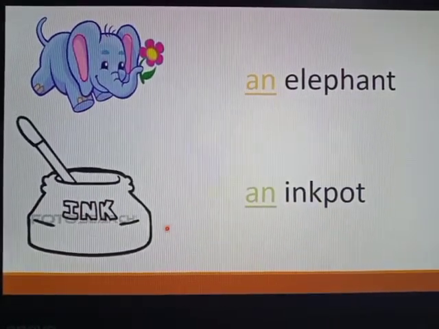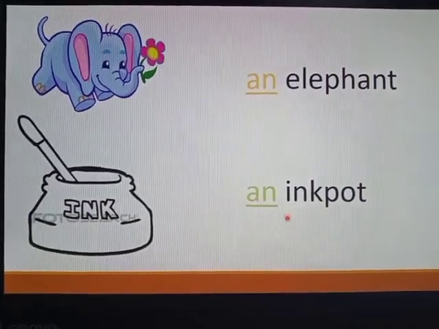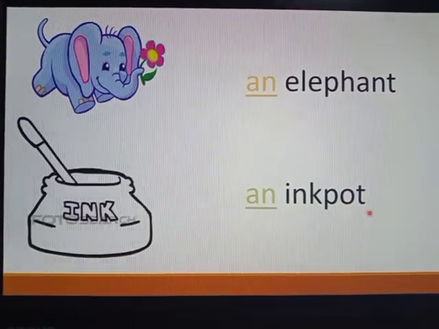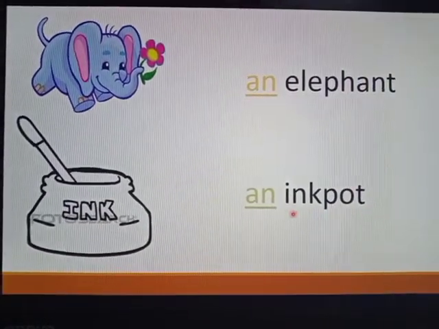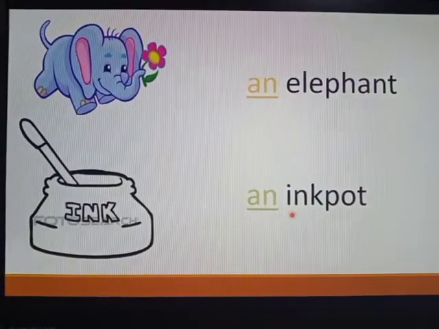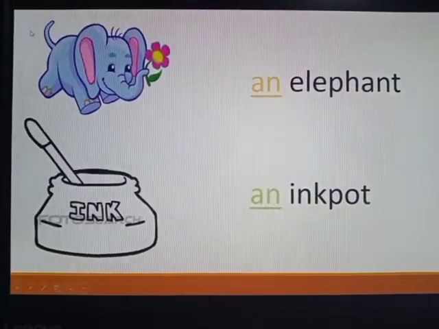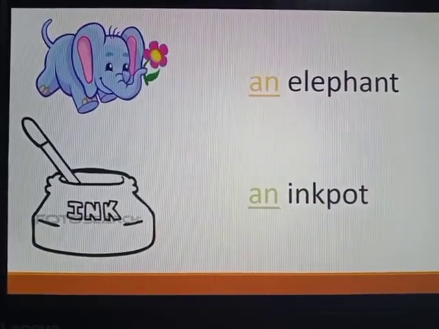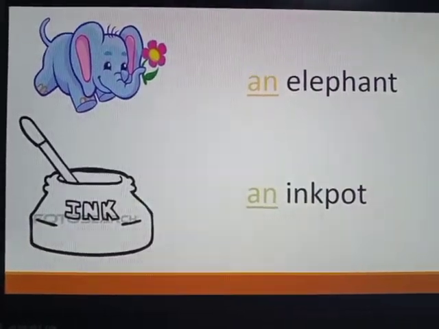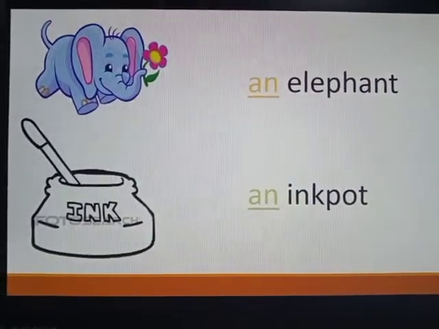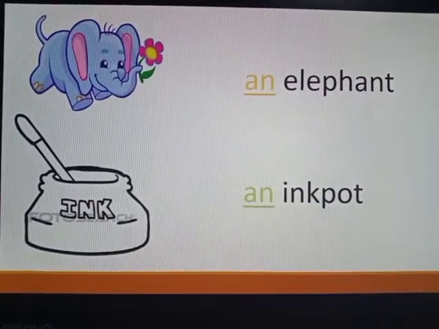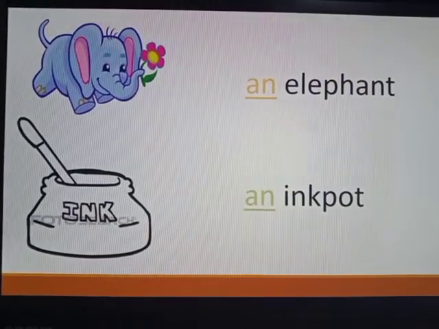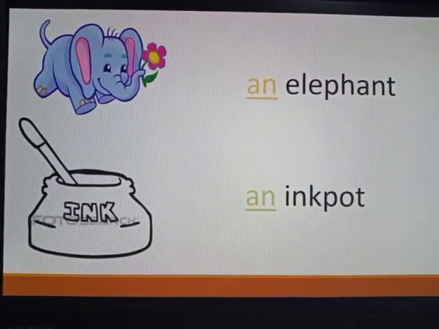Now tell me, what are you seeing in the second picture? Correct. It's an ink pot. We'll read the spelling of the ink pot. I-N-K-P-O-T. Ink pot. Now tell me, what is the starting letter of this word? I. And I is a vowel sound. So, we use an before words that begin with vowel sounds. So, how will you read it? An ink pot. Understood? We'll see the next slide.